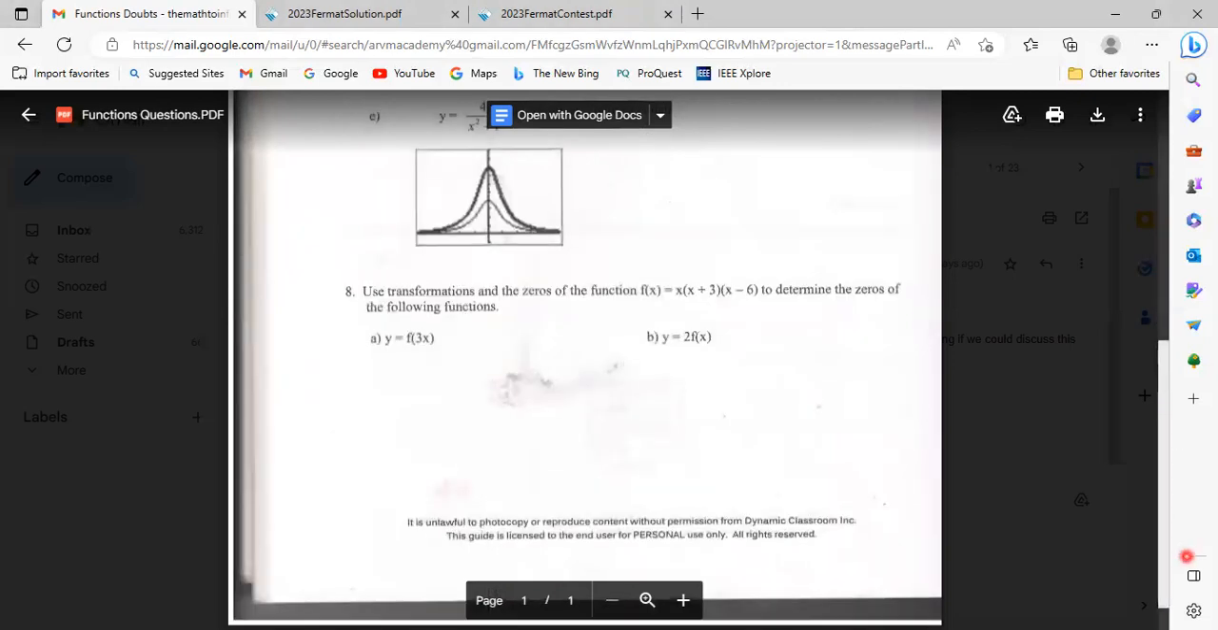Use transformations and zeros of the function f of x is equal to x times x plus 3 into x minus 6 to determine the zeros of the following functions, and y is equal to f of 3x. So we need to replace x as 3x here.